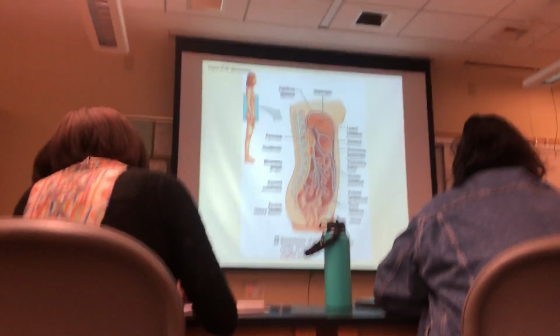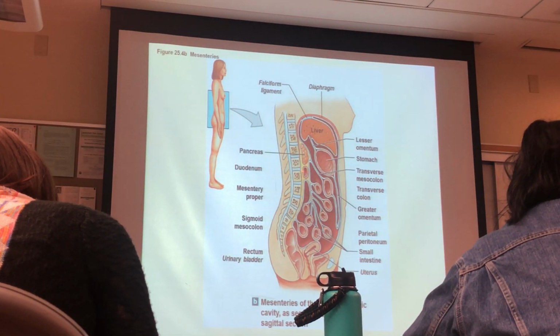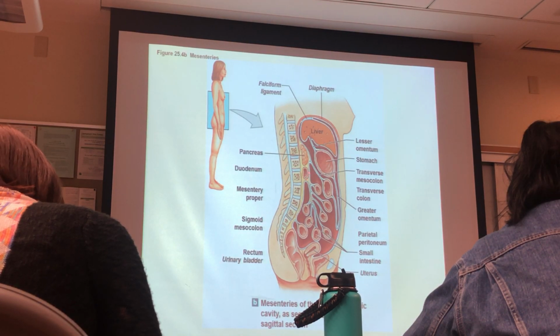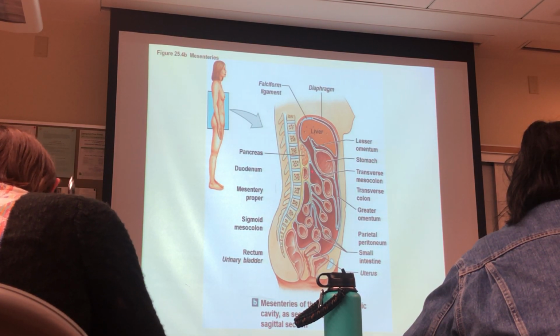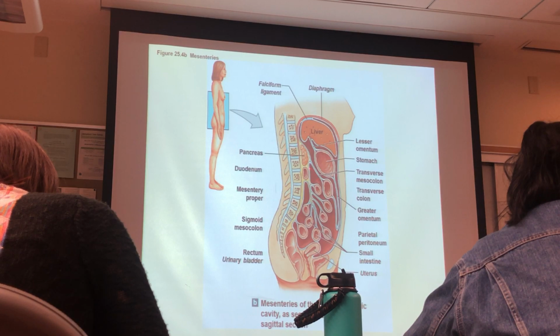Part of your small intestine, and the line should have gone right here. My pointer is the duodenum. Is the duodenum a retroperitoneal or intraperitoneal organ? As a retroperitoneal organ, yes, because only one side of it is covered. All right, so letter C. So now you know what those mean.